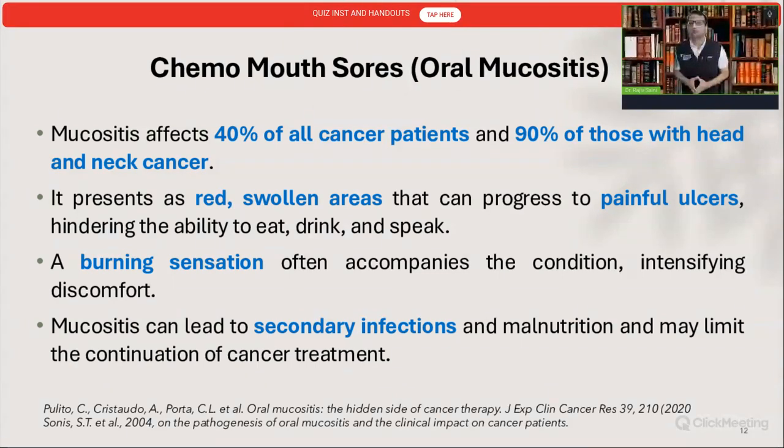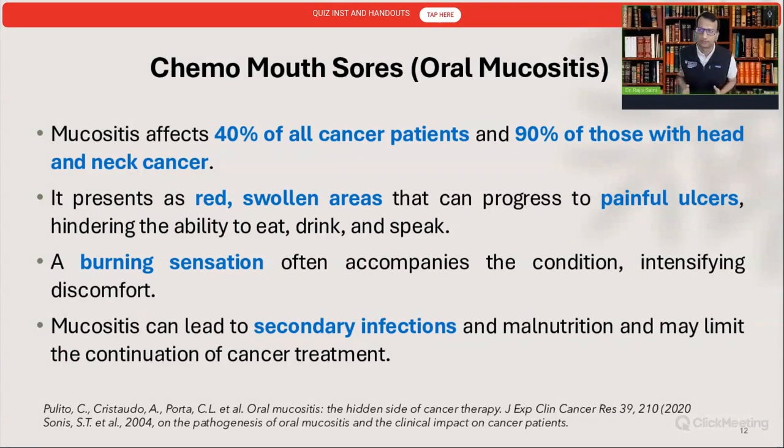Chemo mouth sores, or oral mucositis. About 40% of cancer patients usually suffer with this complication, and especially if the cancer is related to the head and neck, then the percentage is almost 90%. So almost everyone dealing with head and neck cancer has to deal with oral mucositis. Clinically, they present as very red, swollen areas with painful ulcers, and it definitely affects patients' ability to eat, drink, and speak.